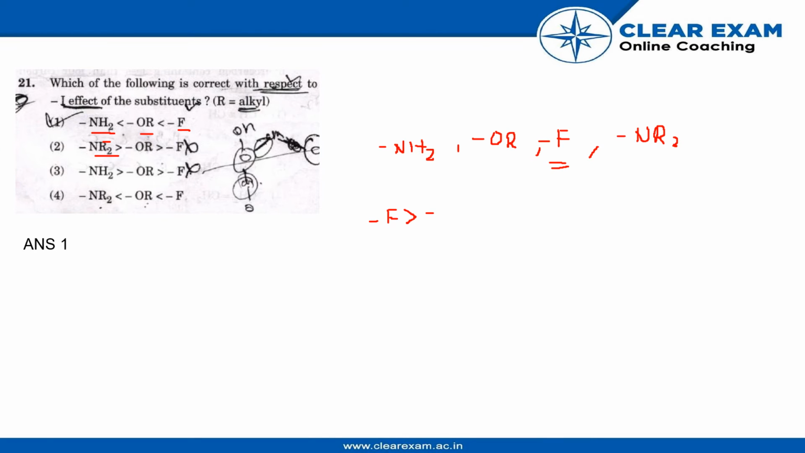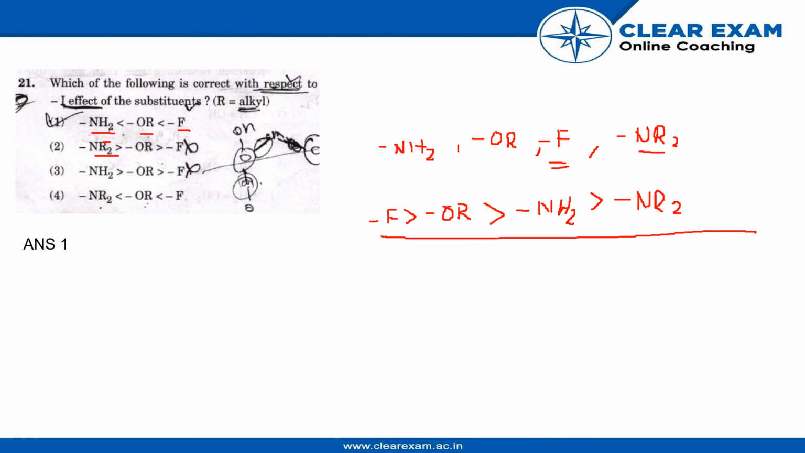So it will come after fluorine. So OR. And after that, as R is an alkyl group, it will reduce the minus I effect on N. So after OR, NH2 will come, and after that we will have NR2. And now we will match this order with this question. So we can see option 1 matches the calculated order. So option 1 will be the answer.